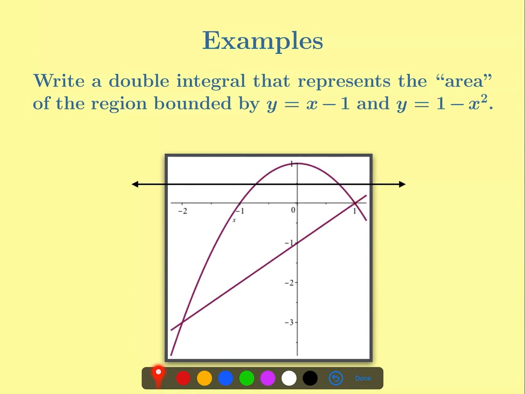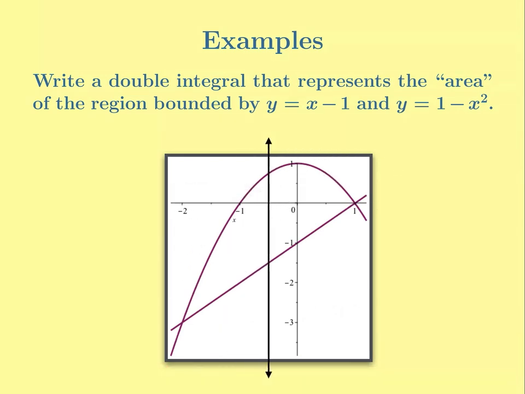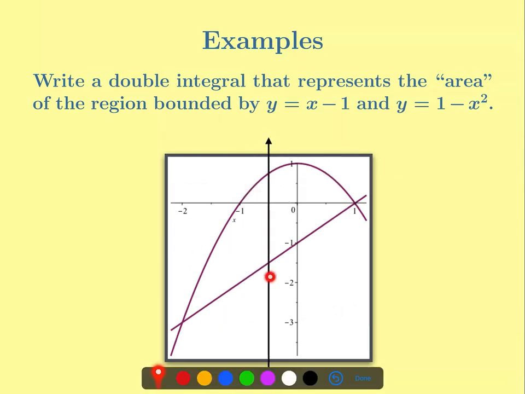And this point, is this really where it looks like it is? So it looks like x is 1 and y is 0. Yes, if we plug in x equals 1, we get y equals 0 there and 0 here. So indeed, x is going between minus 2 and 1. And for each fixed x, we want to draw a vertical line to see what's going on with y. And we can see y is going to go from the bottom curve here, that line, to the top curve, the parabola. So y is going from x minus 1 to 1 minus x squared.